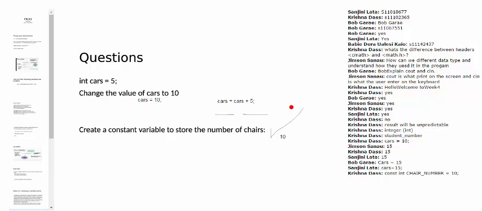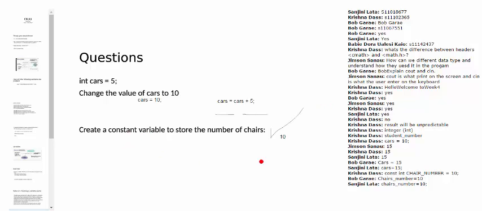Okay, so we got our solutions. Bob and Sanjini, you have assigned the value 10 to chair number. But the question says to create a constant variable to store the number of chairs, right? So to do that, this is a constant variable, right?